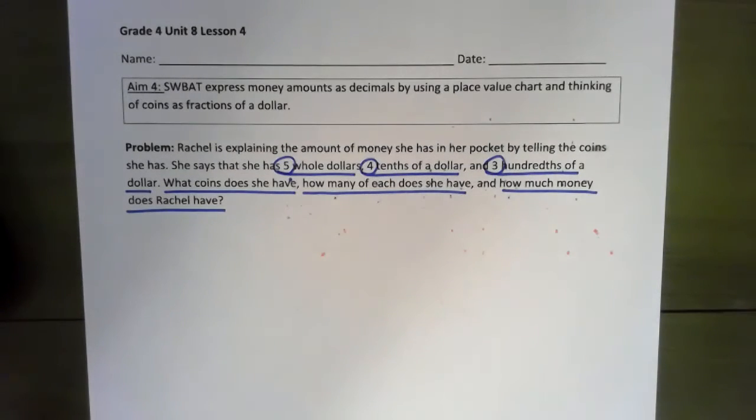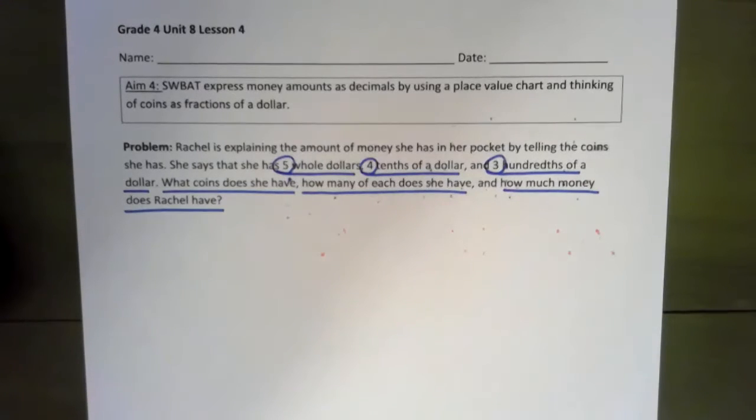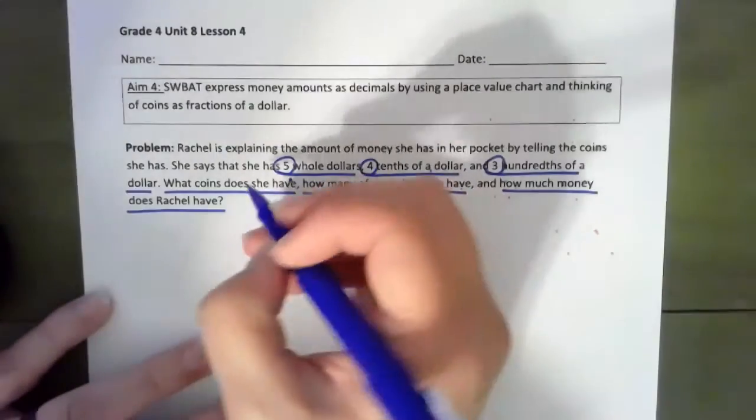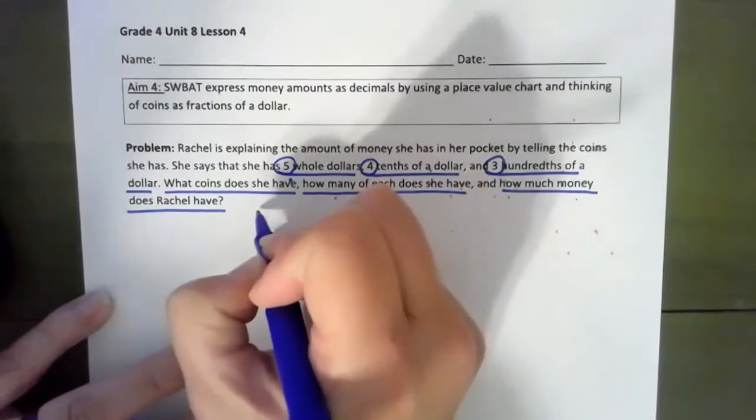So, just like we have used place value charts when working with decimals, we can use a place value chart that also represents dollars, dimes, and pennies, which also represents wholes, tenths, and hundredths. Go ahead and pause the video and take a moment to draw your place value chart. And then come back and we'll do some more work together.